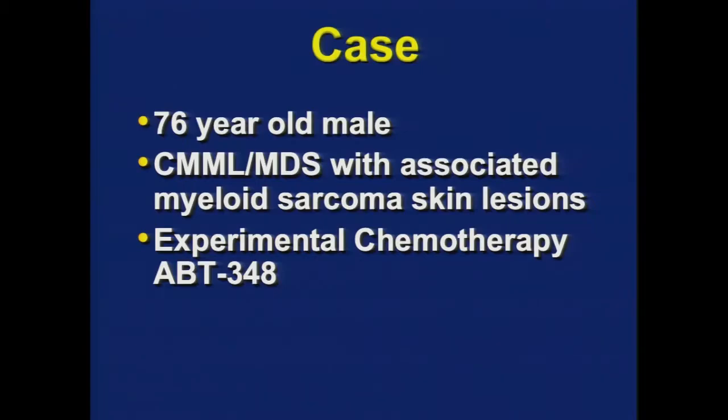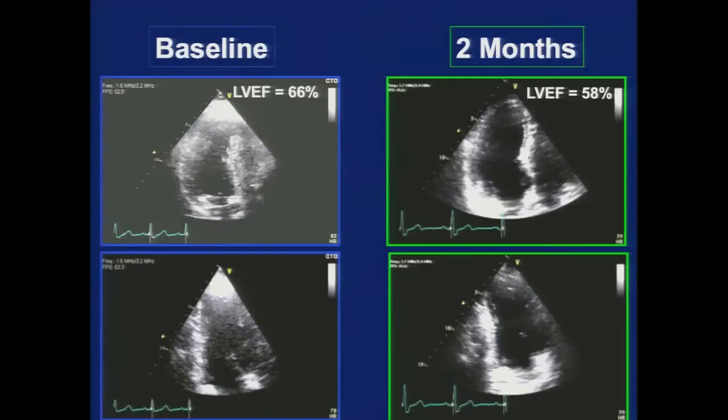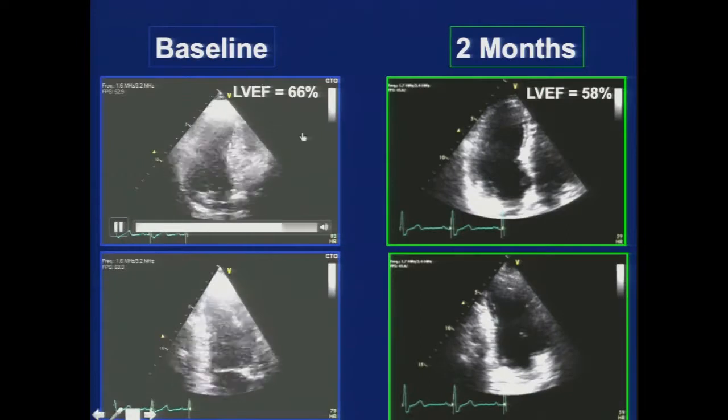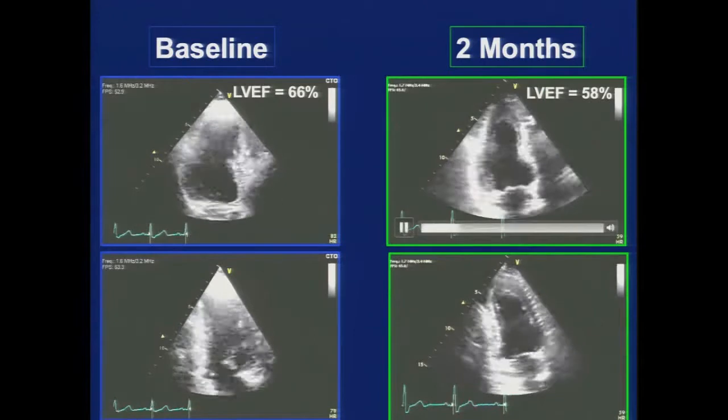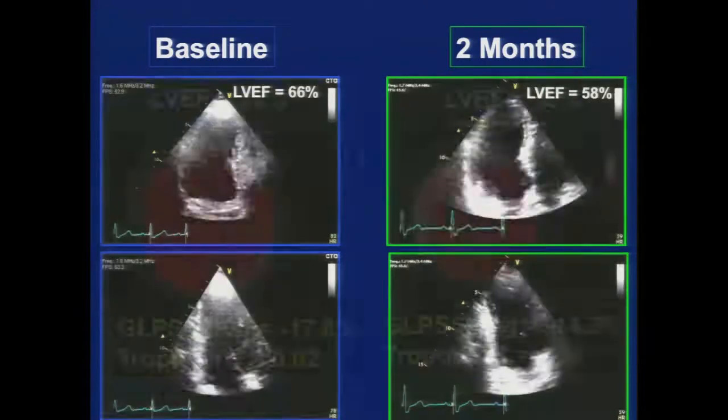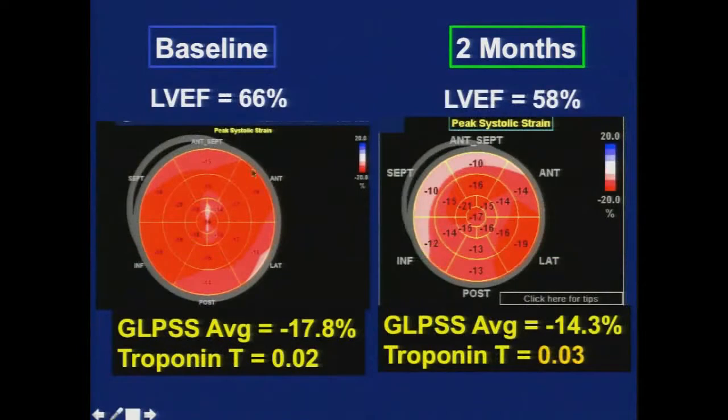So here's a case of a 76-year-old male. He has CMML MDS with associated myeloid sarcoma skin lesions. There's experimental chemotherapy. Here we see the baseline ejection fraction was 66%. 2 months into treatment, the ejection fraction has dropped to 58%. We look here, and we'll talk about this in detail, this global longitudinal peak systolic strain was minus 17.8%, and in 2 months it had dropped to minus 14%, and you see a minor elevation in the troponins.